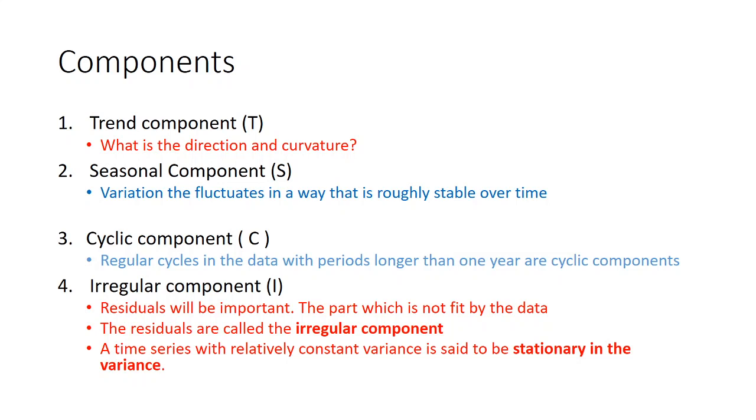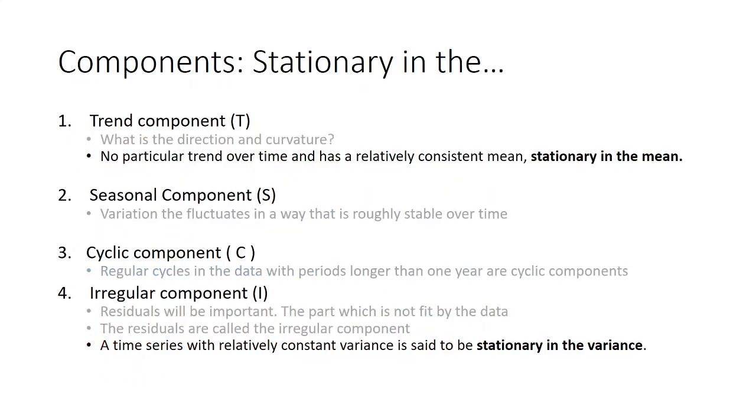And the residuals will be important. This is what we call the irregular component. And again, there's this thing called stationary invariance, which is when you have relatively constant variance. We're not going to be able to get into it this year.